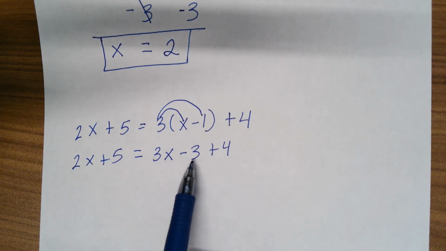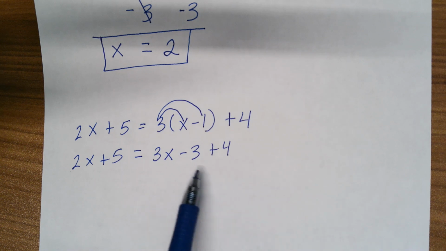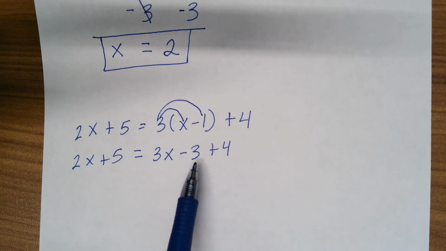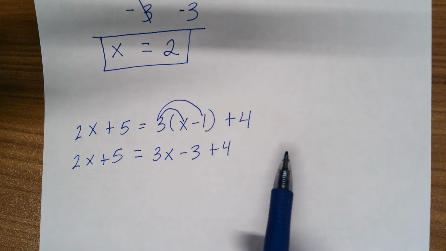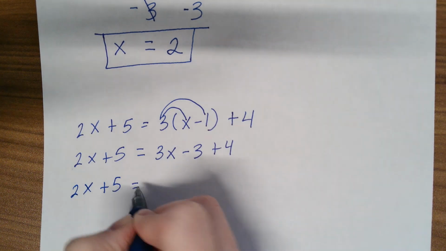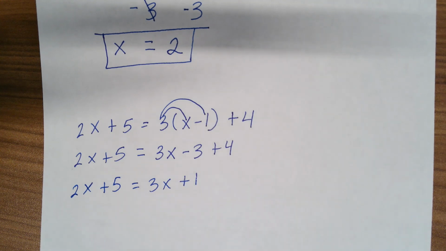I have 3x, but none of the other terms have an x, so it doesn't have any like terms. But then I have negative 3 and 4. These are just plain numbers. They are on the same side of the equal sign. Therefore, they are like terms. So I'm just going to combine them together. Negative 3 plus 4 gives me positive 1. So I have 2x plus 5 equals 3x, and we said negative 3 plus 4 gave me positive 1.